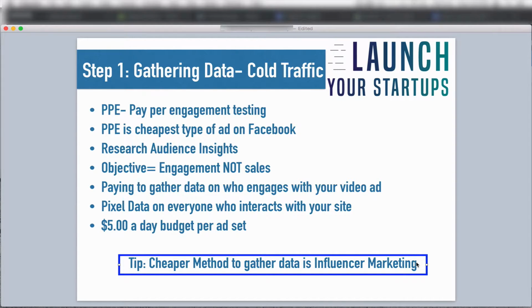Again, if you go back to the sales funnel, you'll see that now they become warmer, and then you can start showing them and retargeting them ads based on them being a warmer lead. So that's just another way that you can gather data for your cold traffic. Again, you could just do the pay per engagement on your videos, with a $5 a day budget per ad set, or a cheaper way that I did when I first started. If I didn't have $1,000 to start on Facebook ads and really testing, you just want to do it through influencer marketing. So that is step one.